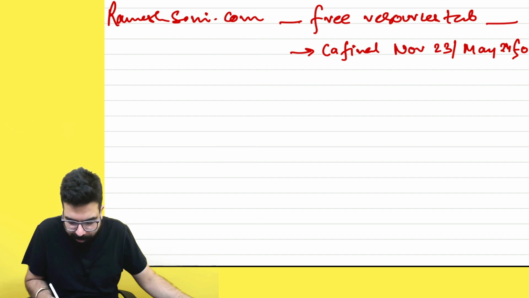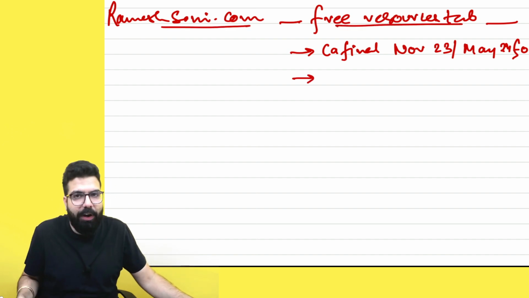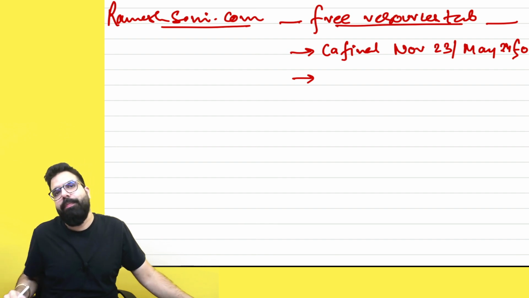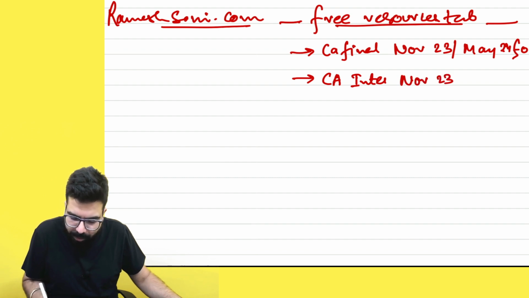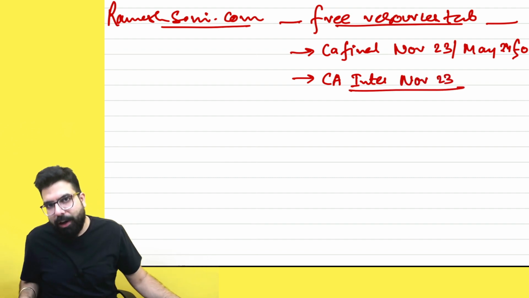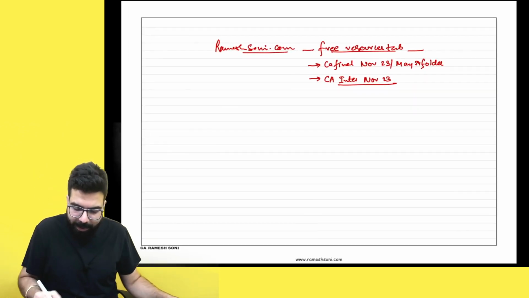So CA Inter students, same, you have to go to rameshsoni.com, free resources. In free resources, when you click, you will be redirected. You have to go to the CA Inter November 23 folder. There you will find the statutory update material also, and you will find the amended charts also. Let's go ahead and start our class.